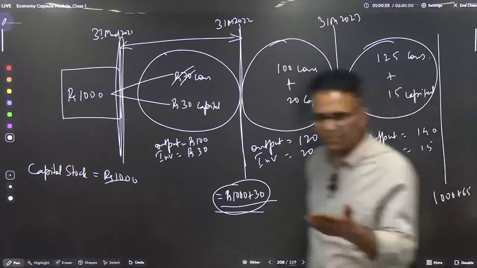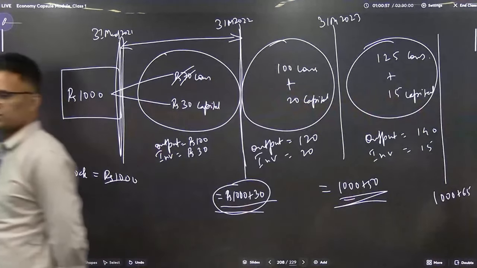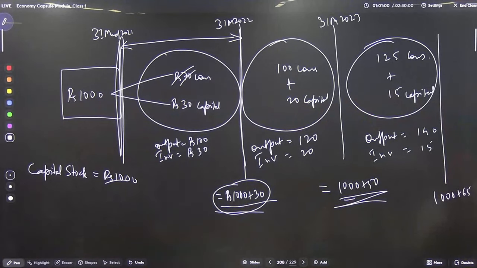Because output depends on capital stock. And it has happened in the past in India. Abhi aap dekhoge that investment in the economy has declined and our GDP has increased. Abhi aate hain, us pe aate hain.